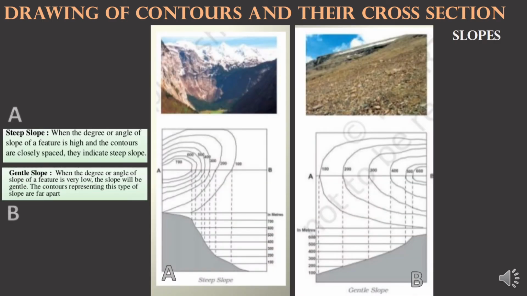As for the slopes, as we have previously mentioned, we have the steep slope and the gentle slope. In example A, we have the steep slope, and we can see how the contour lines are close to each other. While in example B, we can see even in the elevation that the slope is very gentle and the contour lines are wide and apart from each other.